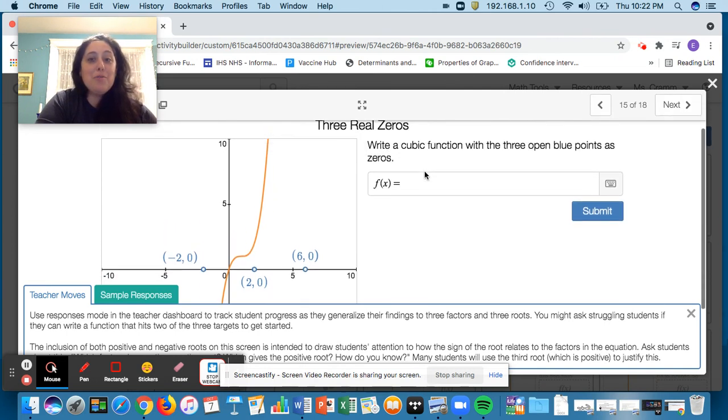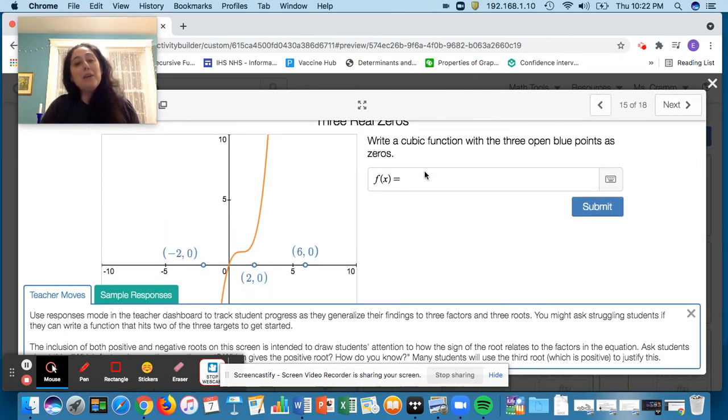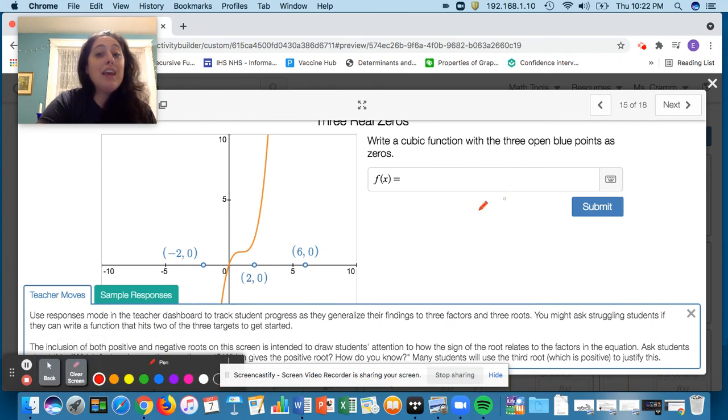Oh, okay, so write a cubic function. We haven't really got into what cubic functions are, and I can kind of play around with this, but cubic functions are functions where the highest exponent is an x to the third. Just like quadratics, the highest exponent is x squared. Cubic is the highest exponent is x to the third.